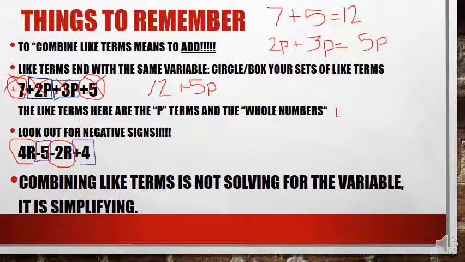So over here we have positive 4r plus, because we're combining, regardless if this is a negative or not, we're still combining, negative 2r.